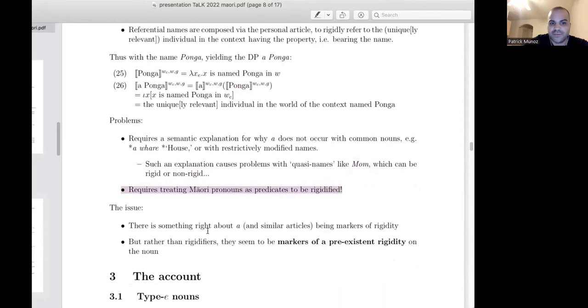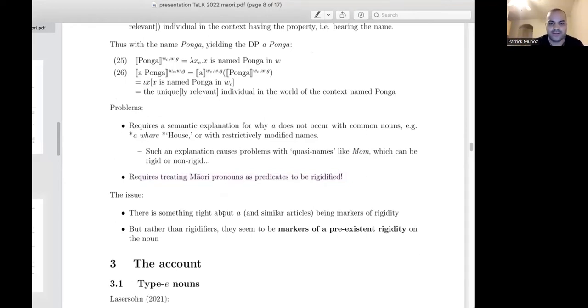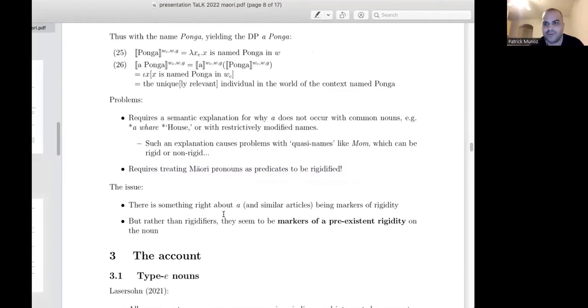The other thing is, if you want to do this, you have to remember these articles appear on pronouns in Maori, right? Which means pronouns have to be predicates. And you can do that if you want to, but it's a serious commitment. You'd have to make things, you know, I would have to mean speaker or something, and then a would rigidify it to refer to the speaker in context. There's no predicative uses of pronouns that I'm really aware of in Maori.